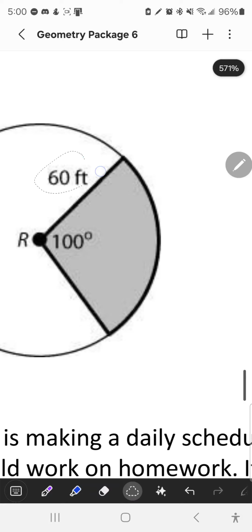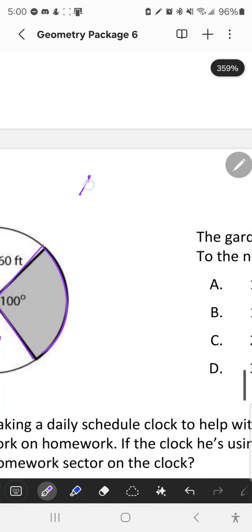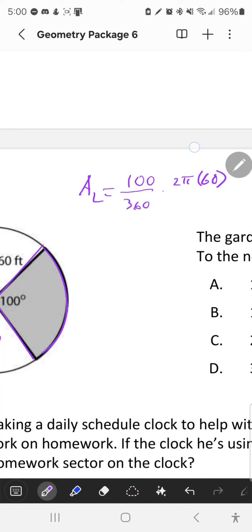So we have this side, it's going to be 60, because this is also the radius, this is also going to be 60, and we are missing this. So we need the arc length. The arc length will be equal to the angle, so 100 over 360 times 2 pi r, and the radius is 60.